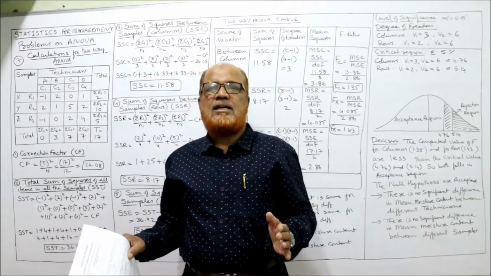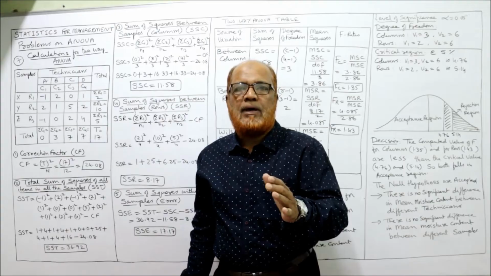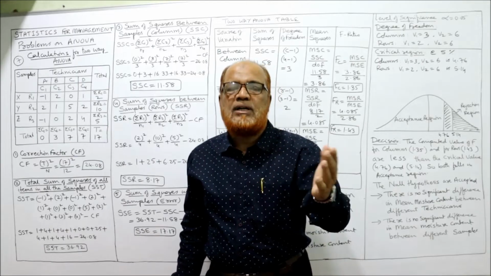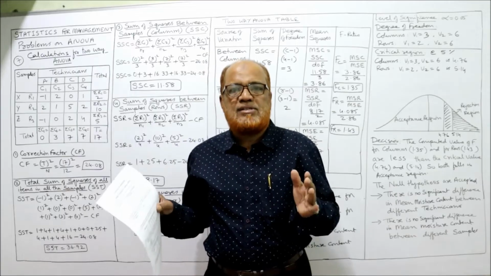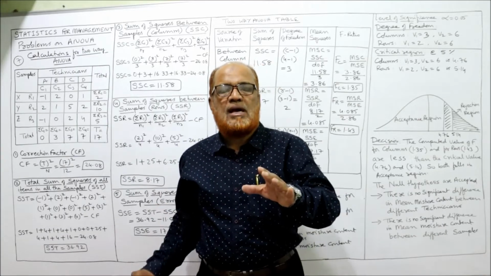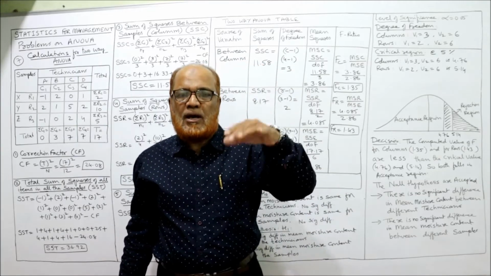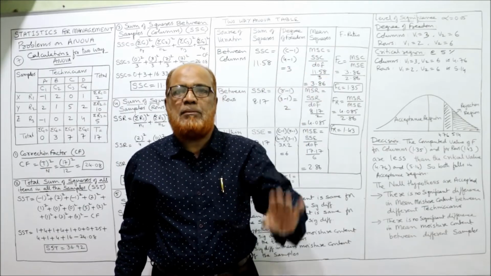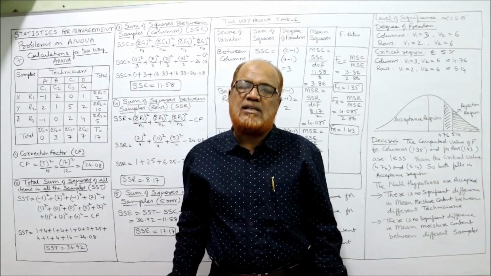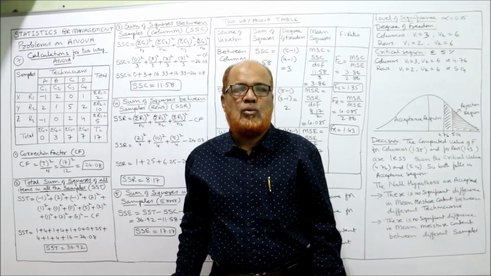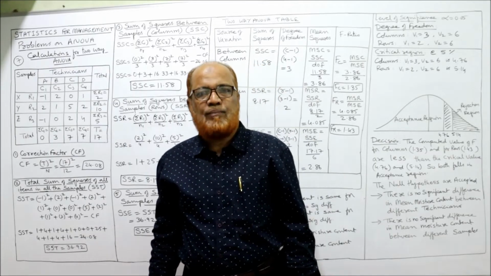It's a statistical technique where we compare three or more than three sample means. Whether all the samples have the same means, or all the samples come from populations having the same means, that's what we want to find out. And this statistical technique is very widely used in research.